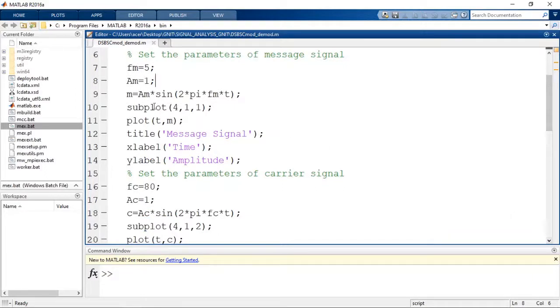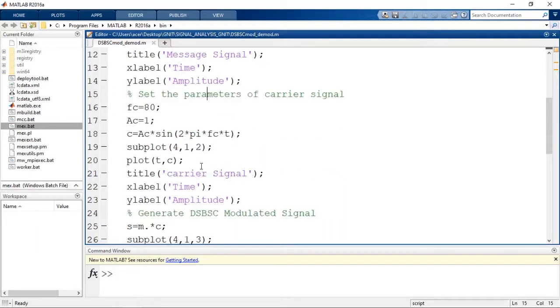Implementation. Subplot 4,1,1. Plot T, M. The title is the message signal. X label is time. Y label is amplitude. So you can go for message signal either sinusoidal, sine or cos.